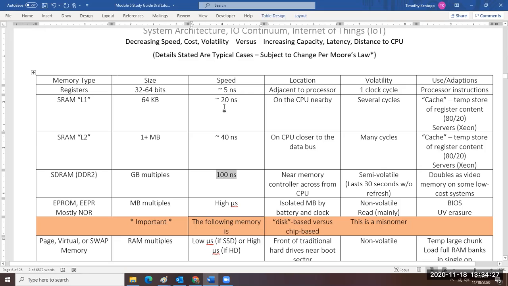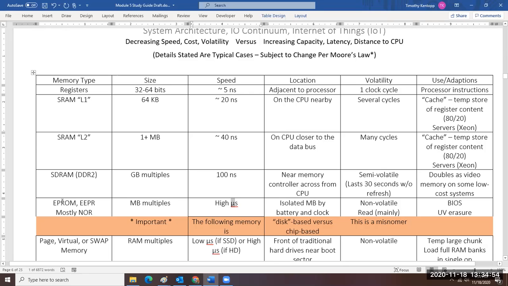Let's make it simple. If I had some memory that took 5 seconds to access versus 100 seconds, which one do you think would be faster? The 5 or the 100? The 5. Exactly. Now, when you go from nanoseconds to microseconds, you go from billions to millions. So there's a huge drop.